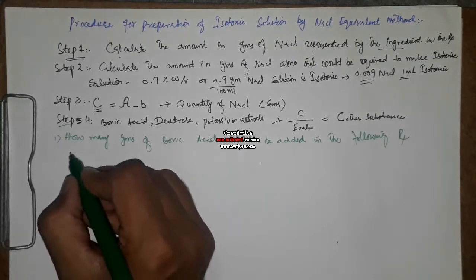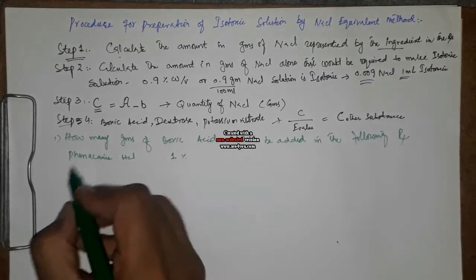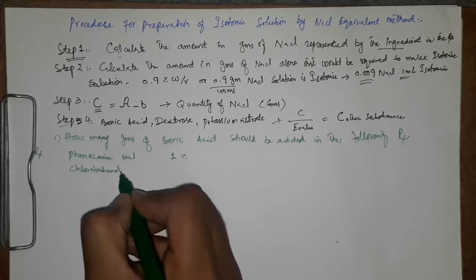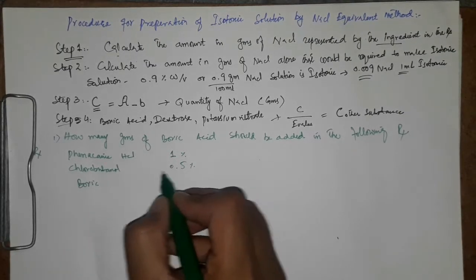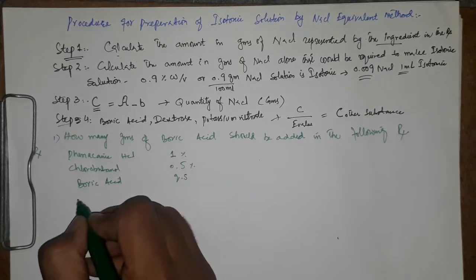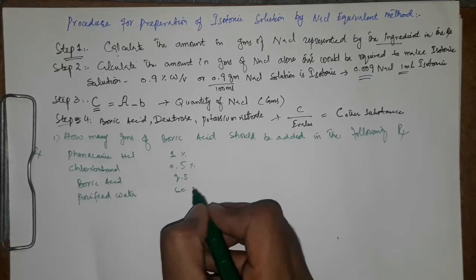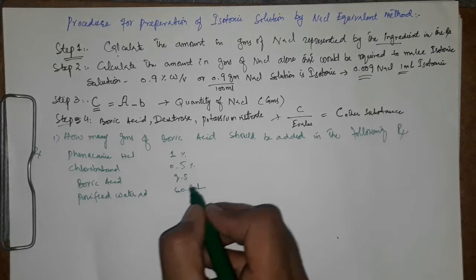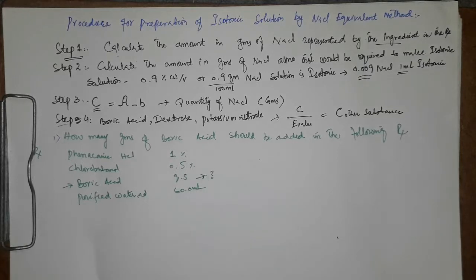Phenacaine hydrochloride 1%. Chlorobutanol is in the prescription. Pharmacists are concerned with dealing with this type of prescription. And what will be the amount of boric acid? It is quantity sufficient. Purified water is 60 ml. To make the solution isotonic, what will be the quantity of this boric acid, which is written as quantity sufficient?